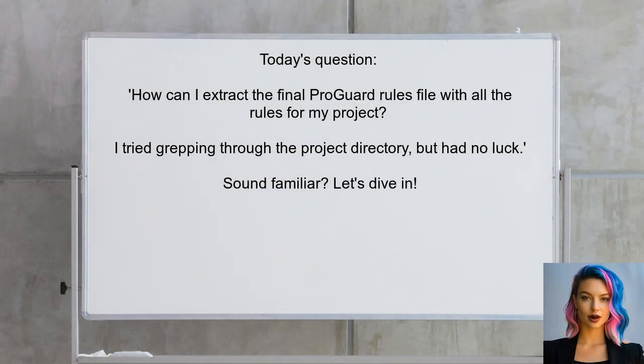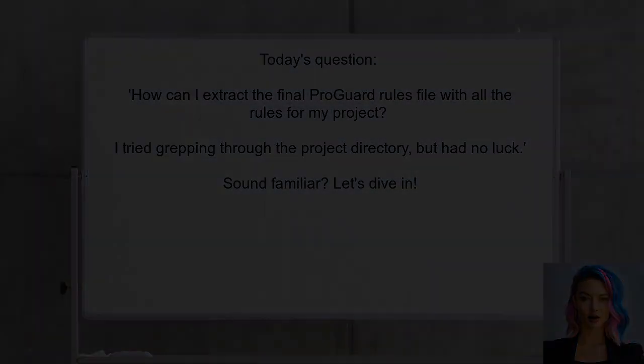Here's the specific question we're addressing today. One user asked, how can I extract the final ProGuard rules file with all the rules for my project? I tried grepping through the project directory, but I had no luck. Sound familiar? Let's dive into this together.